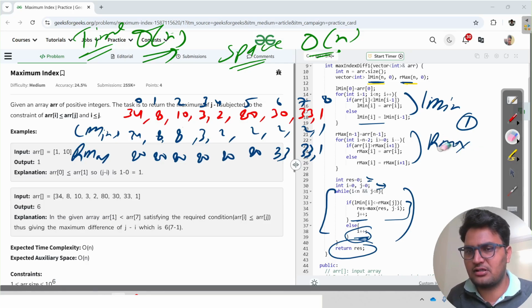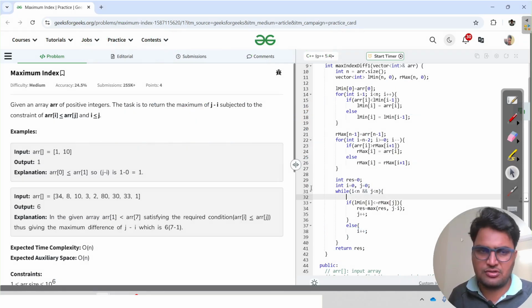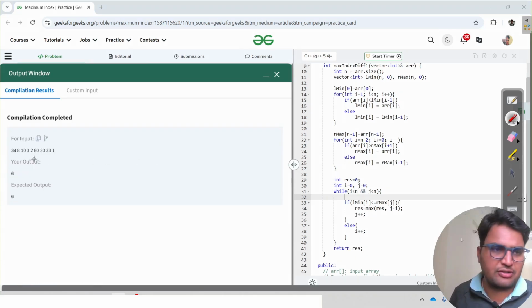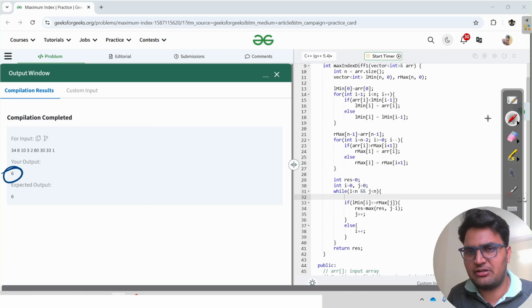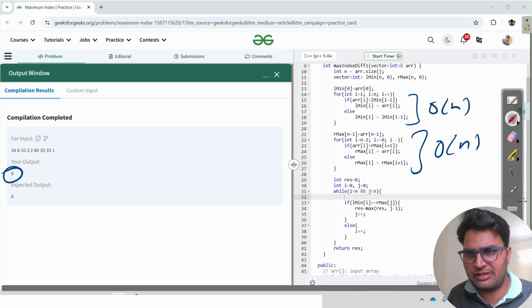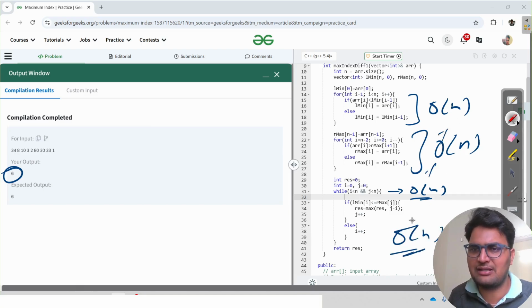Let's run it for one of the use cases. Let me clear this out. If we run this, you see we got the maximum result as 6. That is why we got 6, which I have already explained. Now if we talk about the time complexity, this will take order of n, this will also take order of n, and this will take order of n. We don't have any inner loop, so the total time complexity would be order of n only.